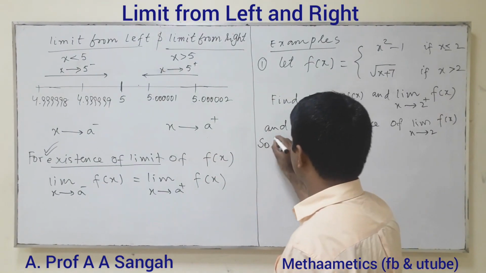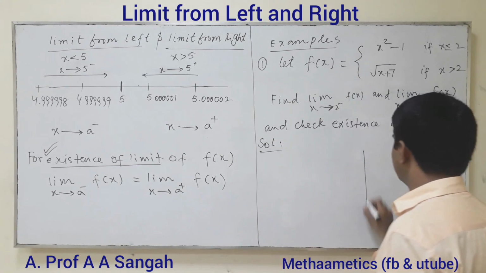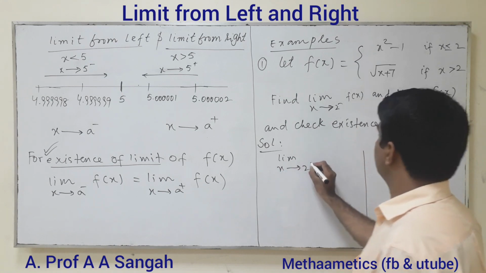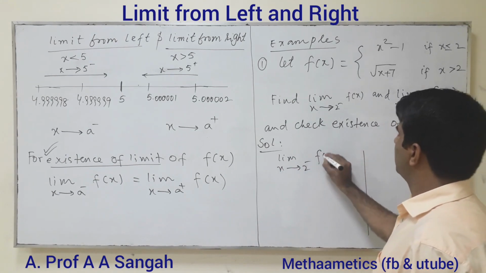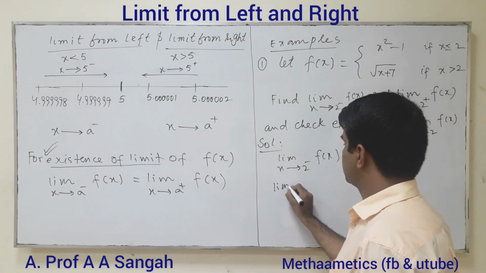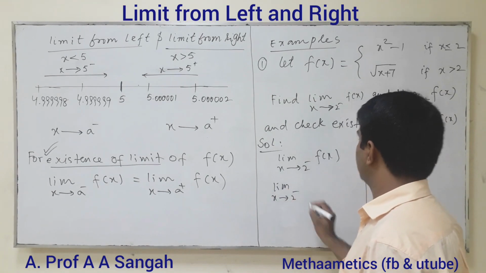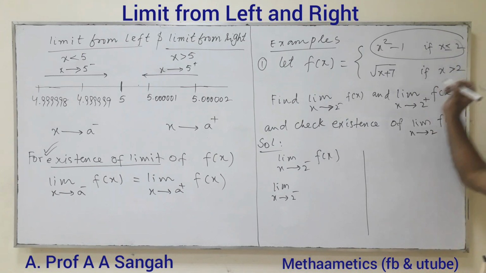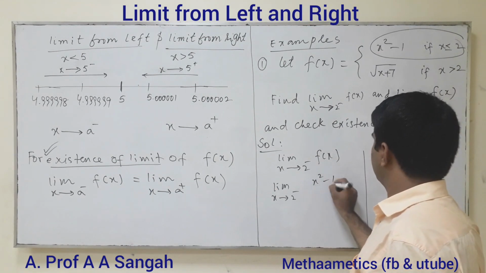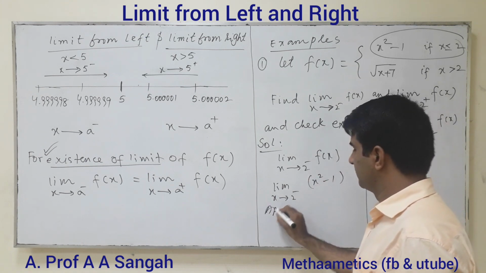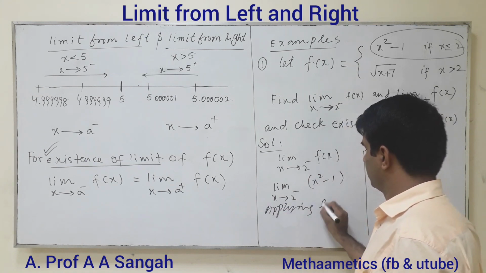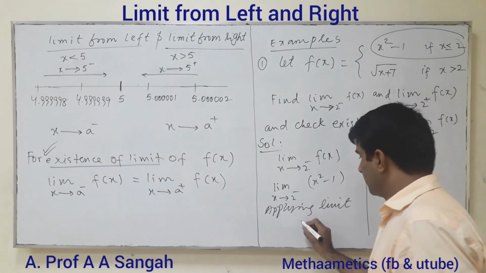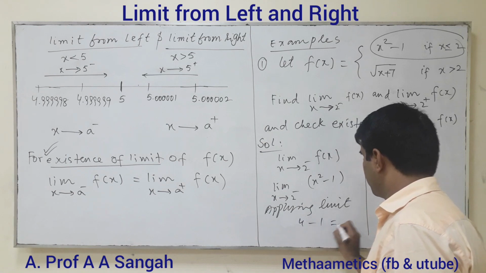Solution. The limit as x tends to 2 from the left hand side of the function, because x is less than 2, is x square minus 1. Applying the limit, we have 4 minus 1 equal to 3.